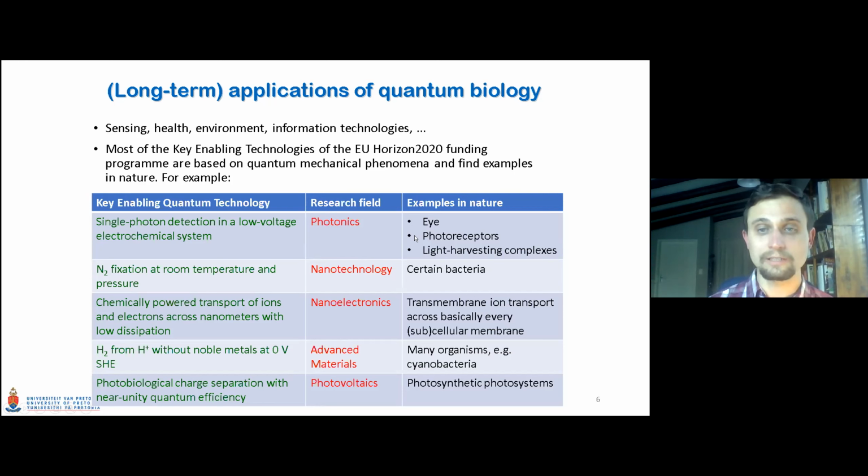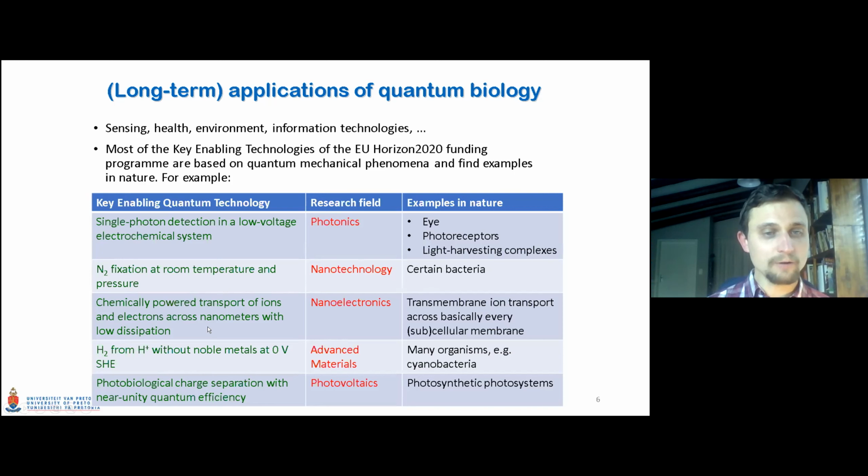Photoreceptors in general can do it in nature. Light harvesting complexes of photosynthetic systems can do this. All of these systems are single photon sensitive, working at a very low voltage or very low potential or gradient. Okay, and then nitrogen fixation at room temperature and pressure. We can't do this yet, but there are certain types of bacteria that can do this. So let's go and learn from the bacteria how they do that, and that might inspire us to design our own technologies for our own purposes.